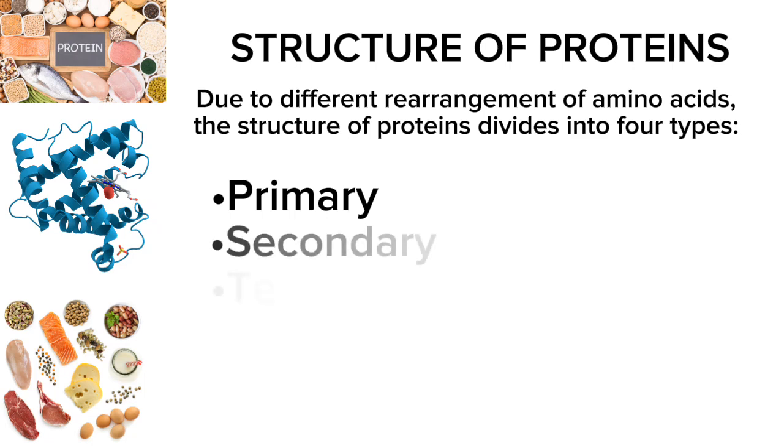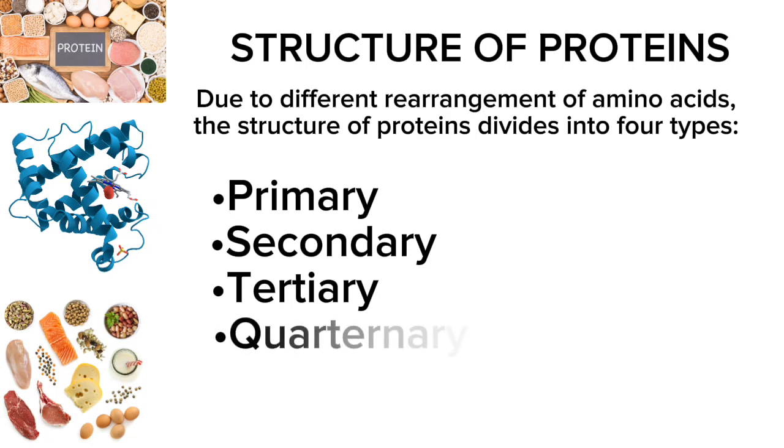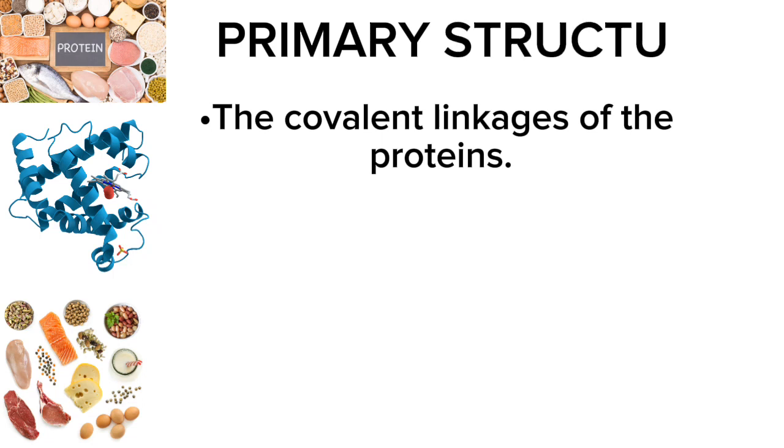Due to different arrangement of amino acids, the structure of proteins divides into four types: the primary, secondary, tertiary, and quaternary. So now let us know about the primary structure. It is the covalent linkages of the proteins.